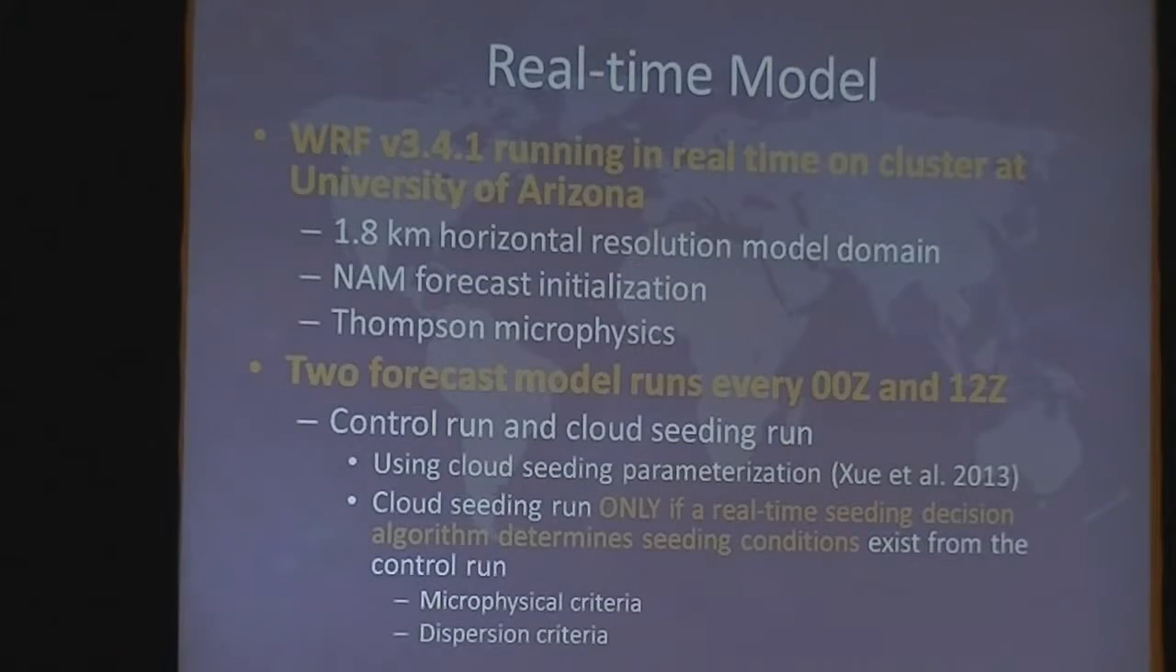And from that control run, where there's no seeding implemented, we determine if seeding conditions are optimal with an automatic real-time seeding decision algorithm. And so if the seeding conditions are optimal, then we run a second forecast run every 12 hours at those given times, either 0 or 12Z, with the seeding implemented. I'll talk a little bit more now about this seeding decision algorithm because that's what we're really working on improving right now to make sure that it's identifying appropriate times for seeding, identifying the proper methods and so forth. And we're doing this with two sets of criteria, microphysical criteria and dispersion criteria, and I'll go over those in the next few slides.